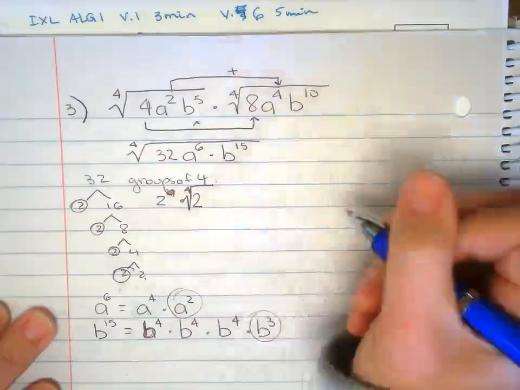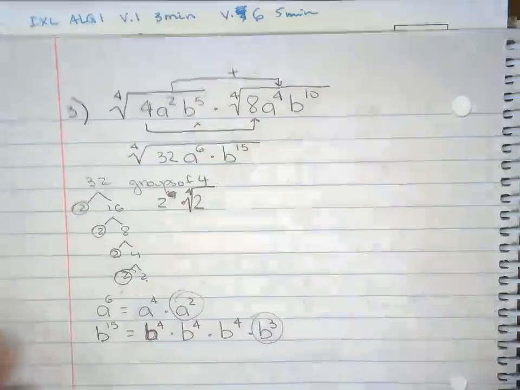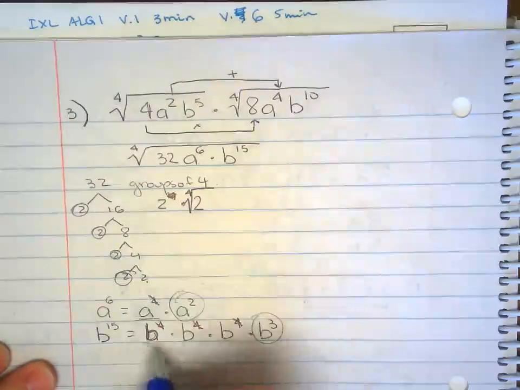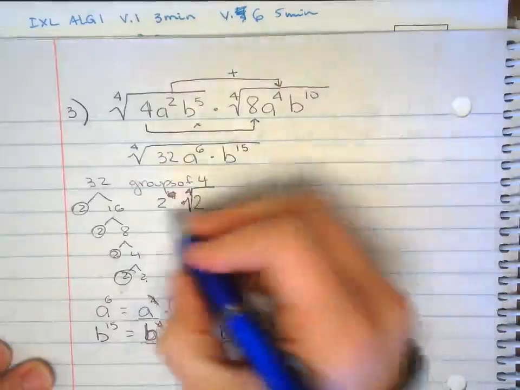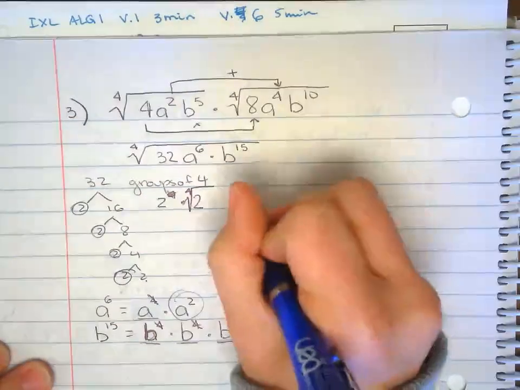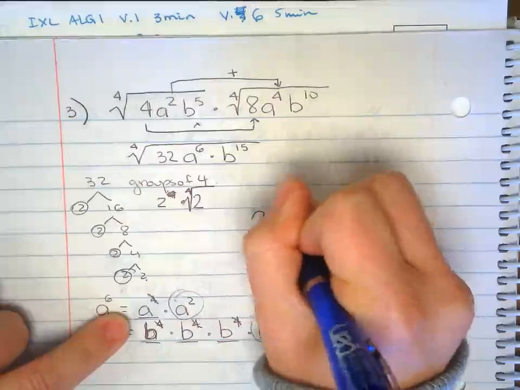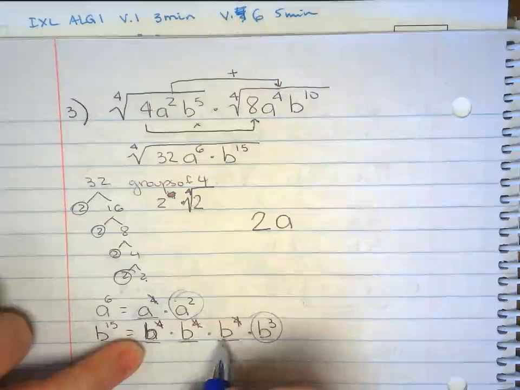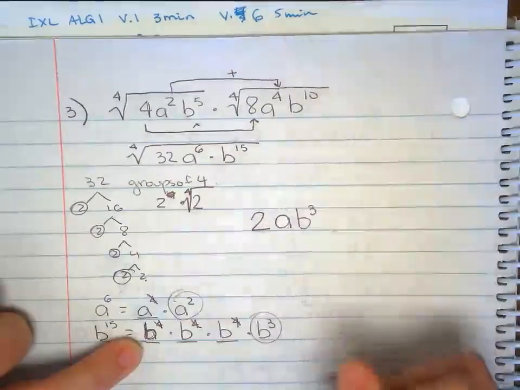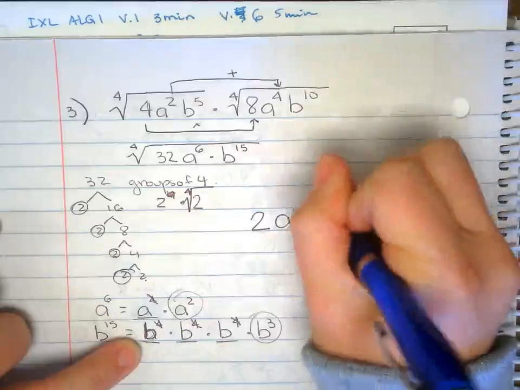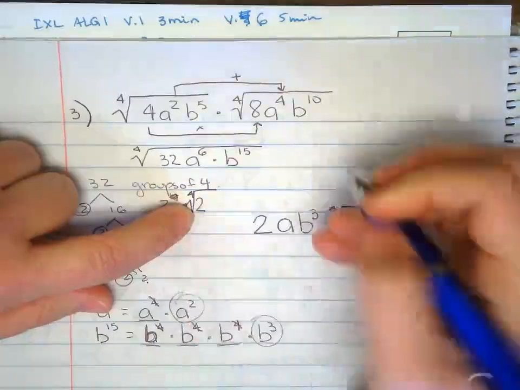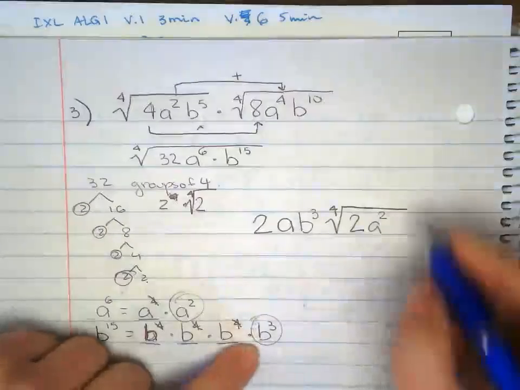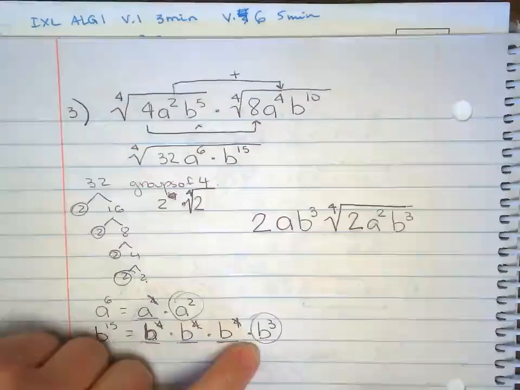So here we go, putting it all together. All of them are going to be on the outside of the root, including the 2 right there that you just got. 2. Only this A is outside. B, we got 1, 2, 3 B outside. B to the 3rd power. 4th root of, you got this 2. You got this A squared. And you got this B cubed.